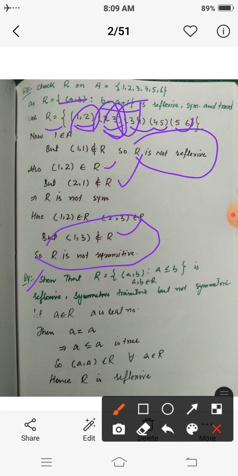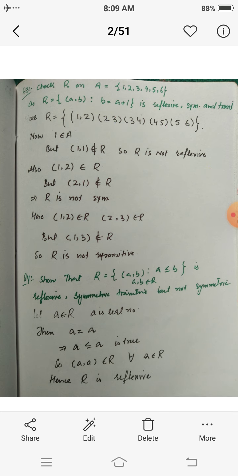Now the fourth one: we have to prove that the relation defined in the set of real numbers as those ordered pairs (a, b) such that a is less than or equal to b is reflexive, it is transitive but not symmetric. Now for reflexive, if a is a real number, then a equals a, because every number is equal to itself, or a is less than or equal to a, because less than or equal to means either less than or equal to. Here we have equal to, so we can say that a is less than or equal to a is true, which implies that (a, a) belongs to R for all a belonging to the real numbers.